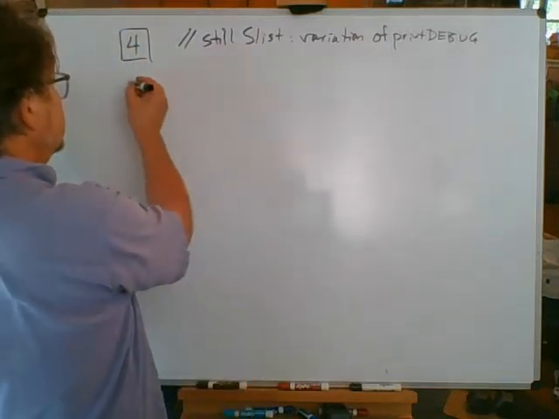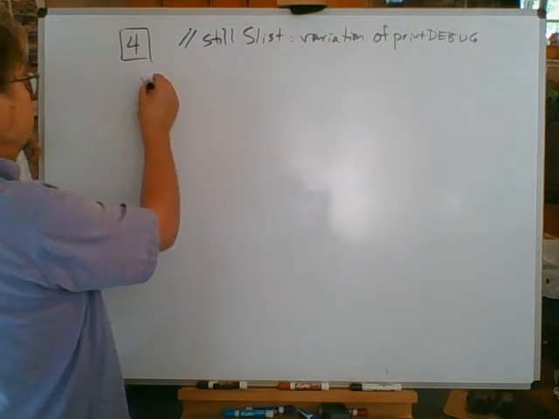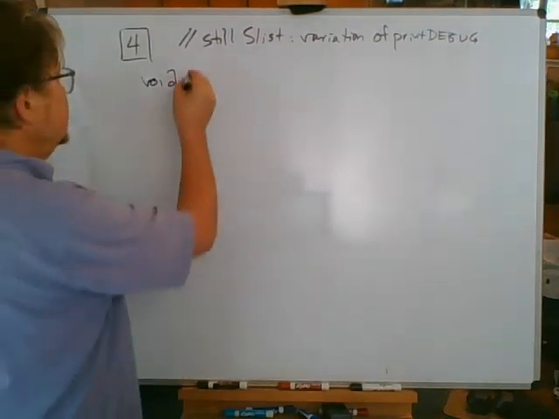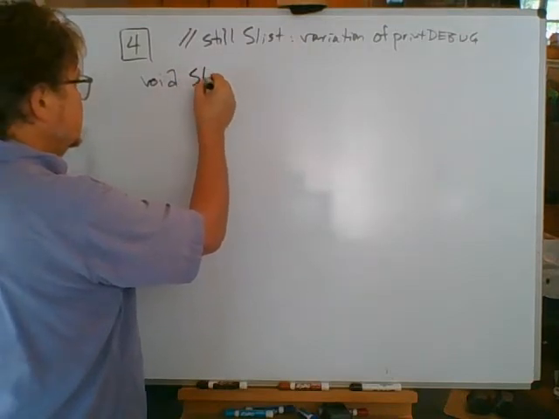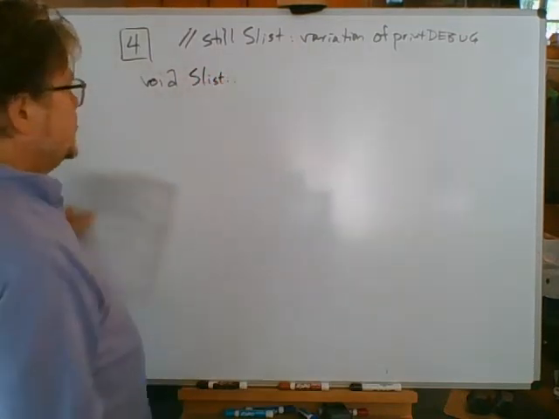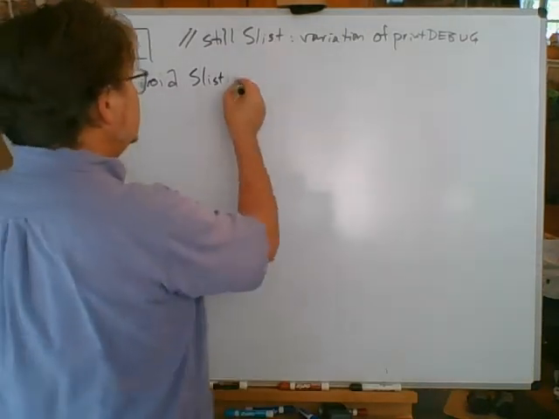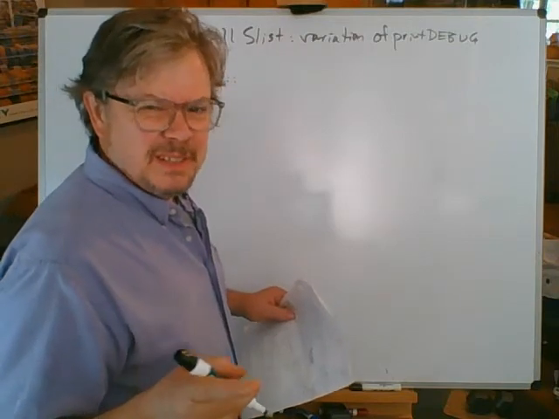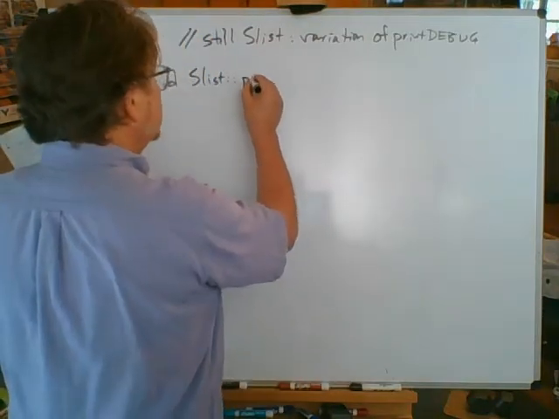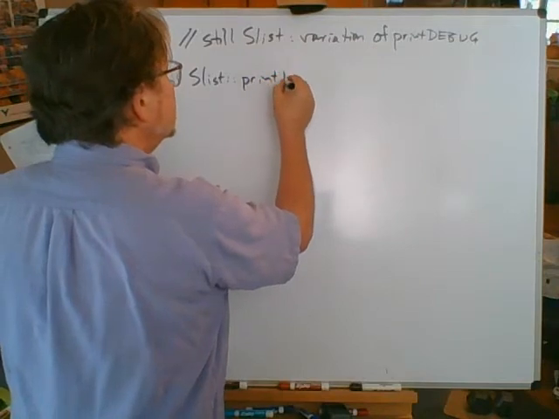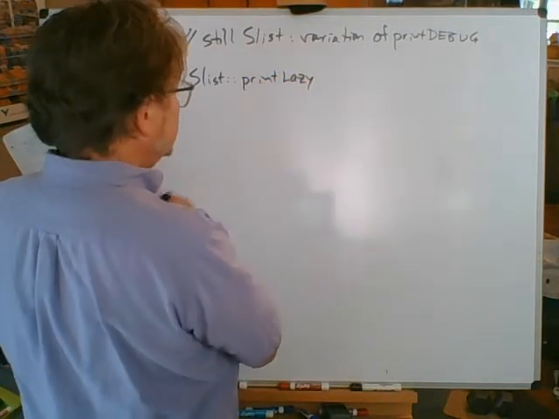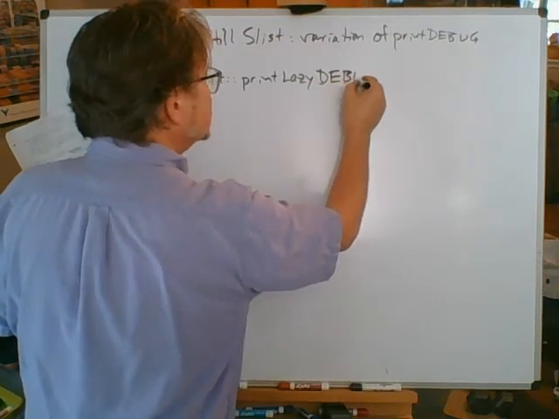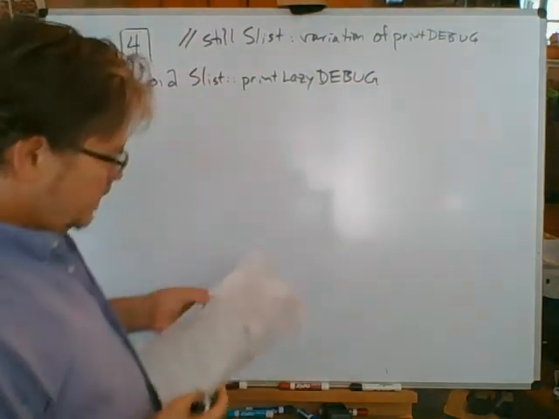So here's my variation. I'm going to start way back over here. Void print debug, print stuff to the screen. It doesn't return anything. It's got to be a member of S-list, S-list colon colon, function name. This one I'm going to call the lazy version. It's actually not going to do a whole lot of work. Print lazy debug. How can we possibly be lazier than that one little for loop?